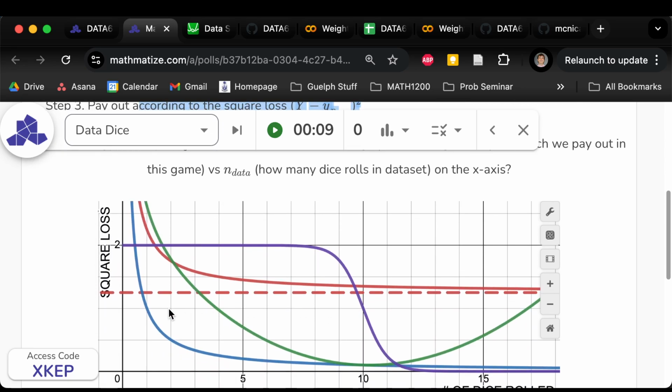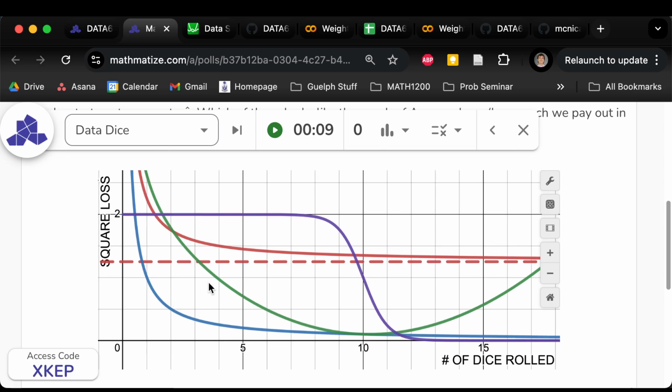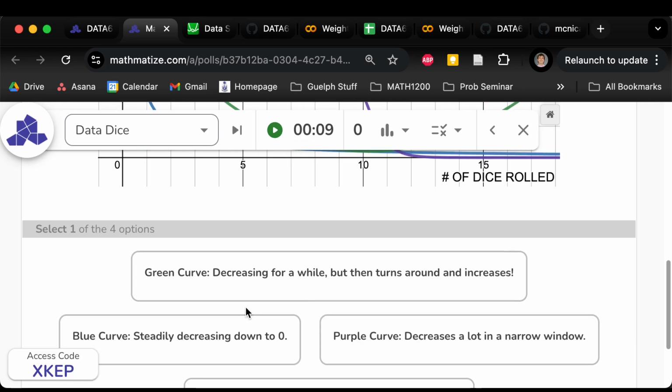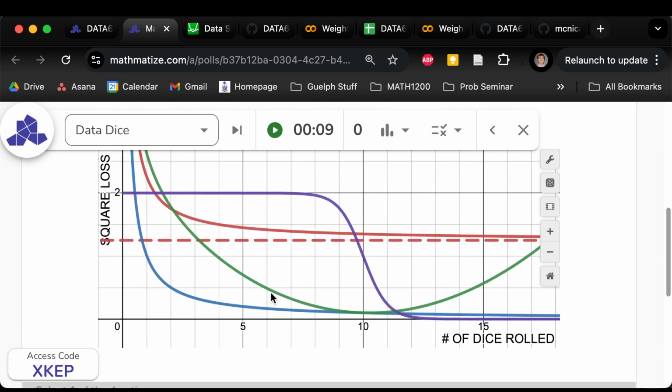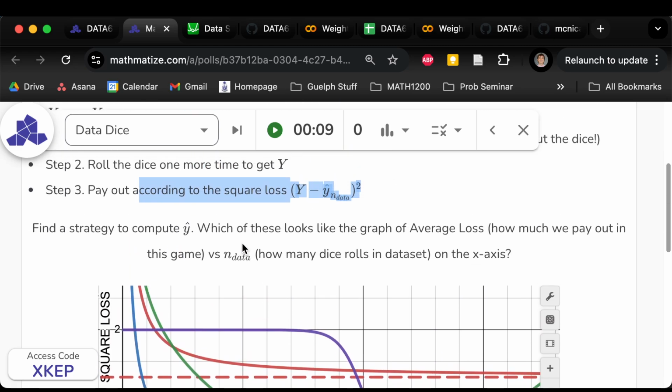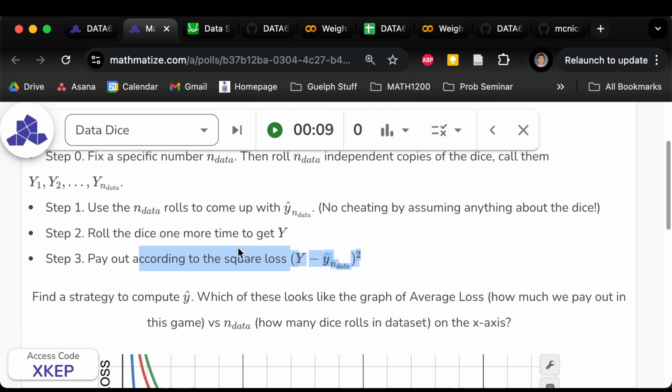And here are some options. So on the y-axis is the square loss, so that's how much you pay me. Maybe it should say average square loss. And on the x-axis is the number of dice you roll. If you roll more dice or if you roll less dice, the situation is slightly different in a specific way. Do some math, figure out what y hat has to be, and then think of which graph you want to do. And the options are like, you want green, blue, purple, or red. Those are the choices. Any questions or comments about the question before I set you free?